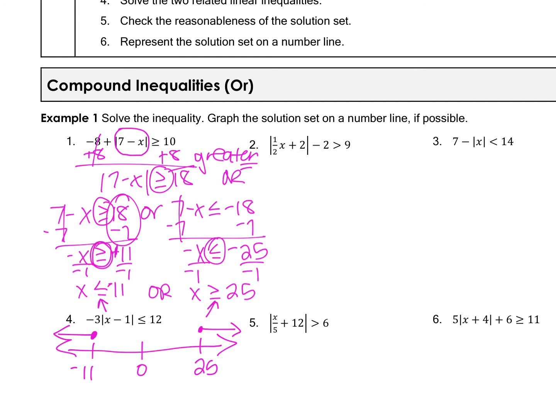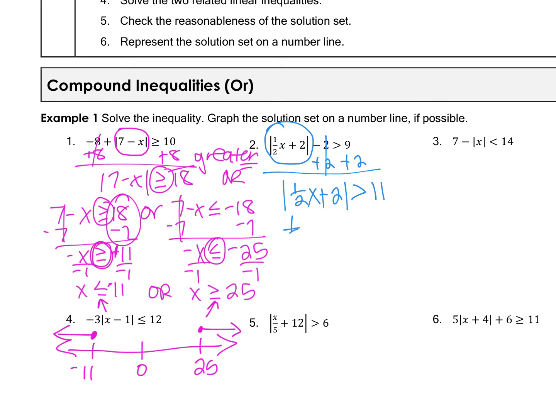Okay, so let's take a look at number 2. We have to isolate our absolute value, so I'm going to add 2. And that gives me the absolute value of 1/2 x plus 2 is greater than 11. Once we've isolated it, check your sign. It's greater, so we're going to set up an OR statement.